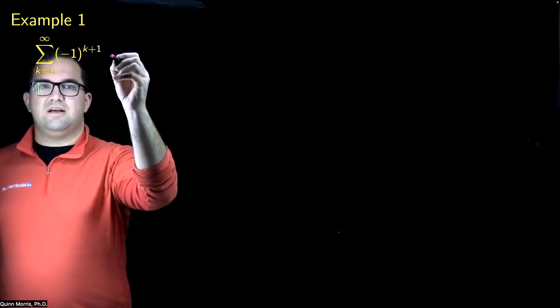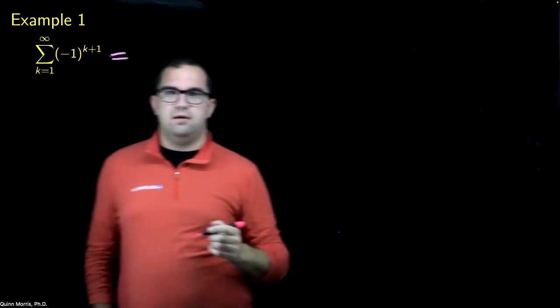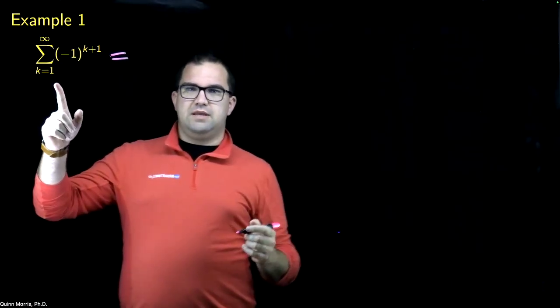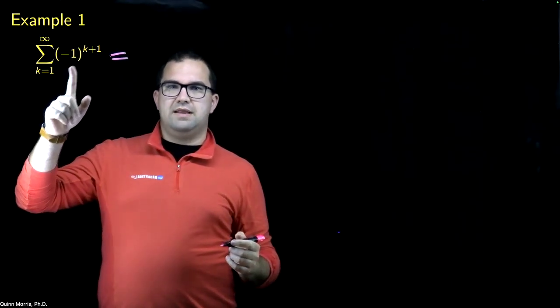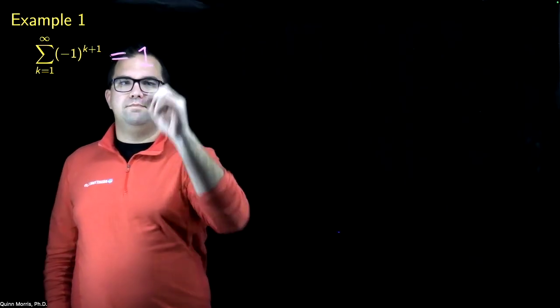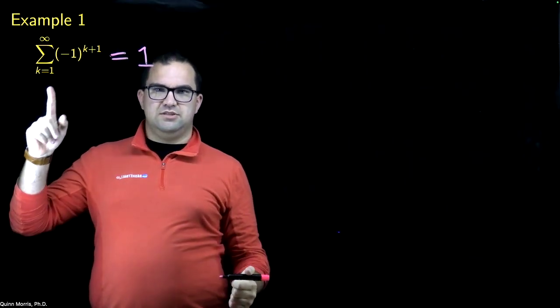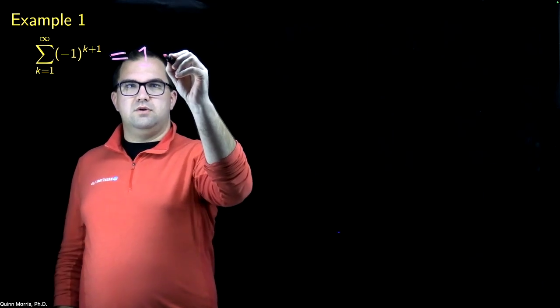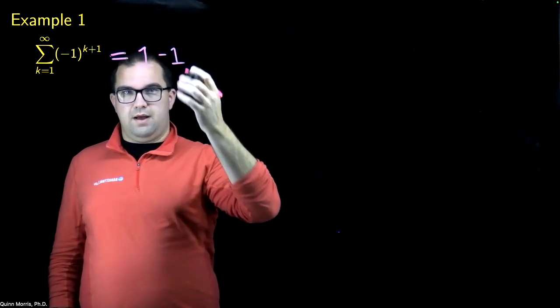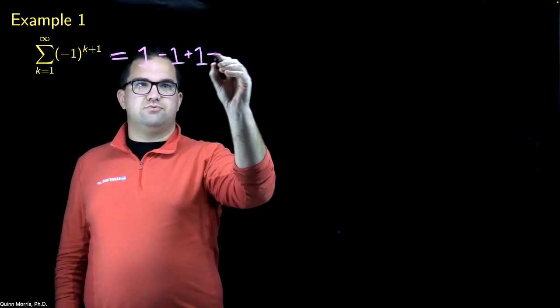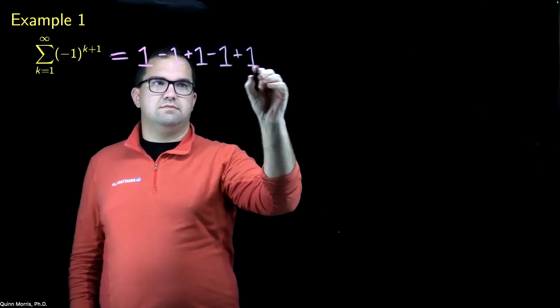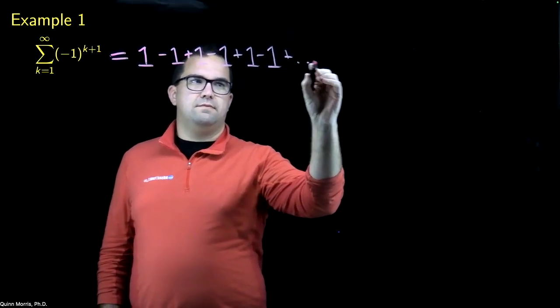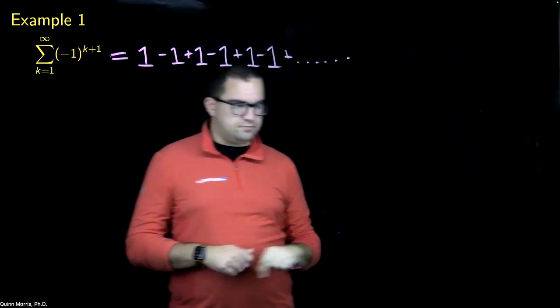So if I were to think of this as an infinite sum, I might say, okay, when k is equal to 1, I'll get (-1) squared, which is 1. And then when k is 2, I'll get (-1) cubed, so that's a plus (-1), or -1. If I just write out the terms, I'll get this, and so on and so on.